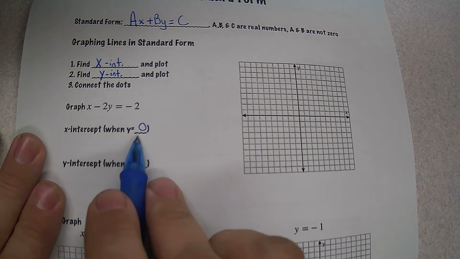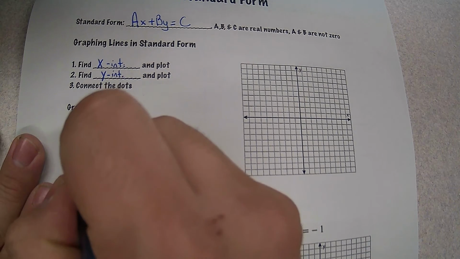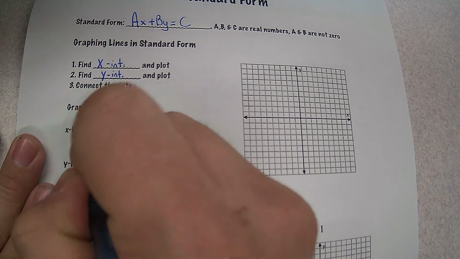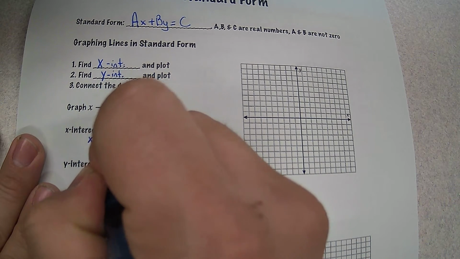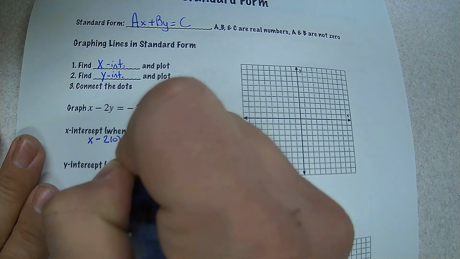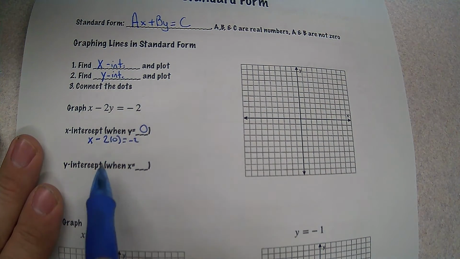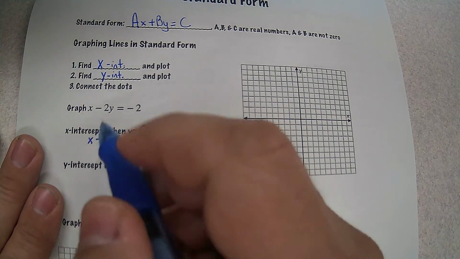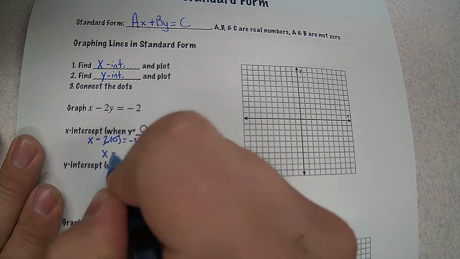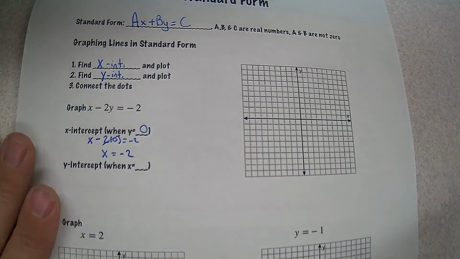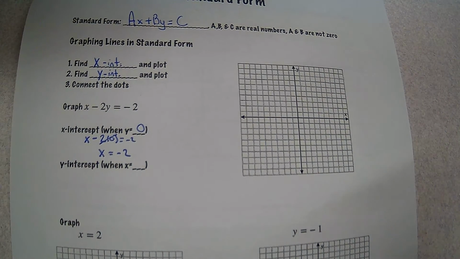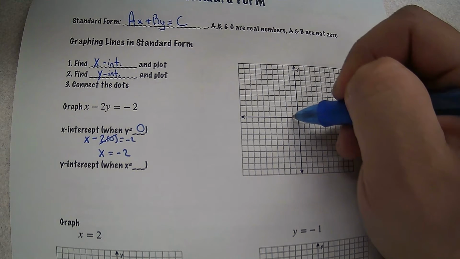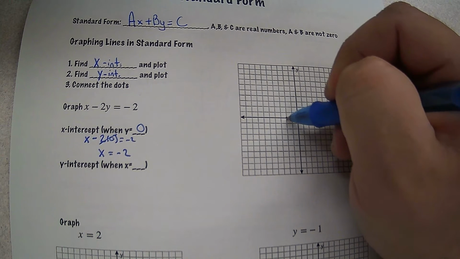So we replace y with 0. Our equation would be x minus 2 times 0 equals -2. Well, when we do that, this goes away, and then we're just left with x is equal to -2. So our x-intercept is at -2. X is at -2. It crosses right here.